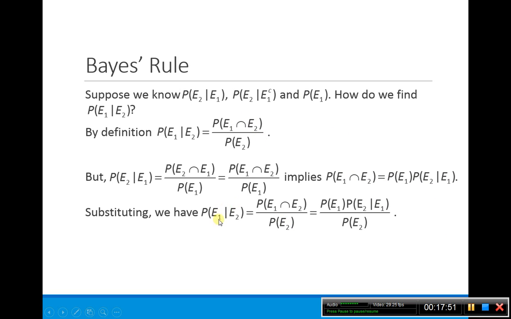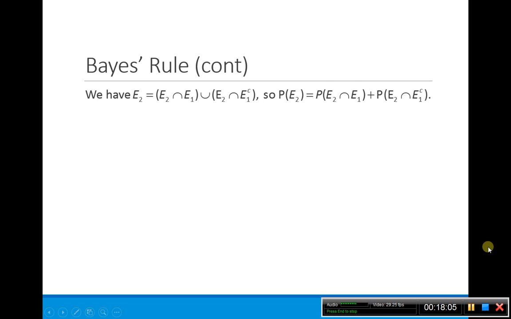So now we have the probability of E1 given E2. We have the probability of E1, something we know about. We have the probability of E2 given E1, something we know about, but we don't know the probability of E2 yet. Okay, so what do we know? We know that we can write E2 as the union of these two disjoint sets. We can say it's E2 intersect E1, union with E2 intersect E1 complement. So the probability of E2 is just the sum of these individual probabilities.